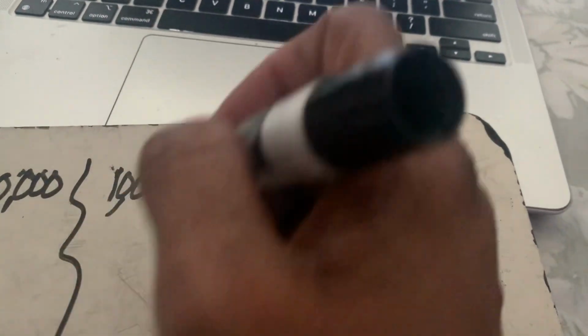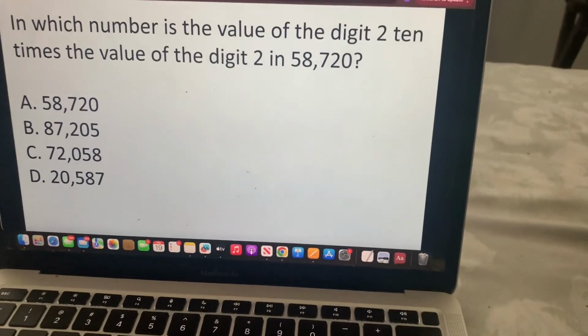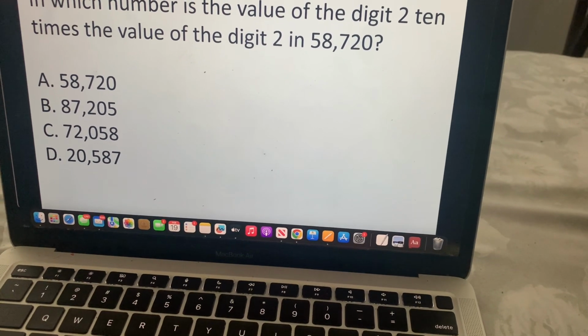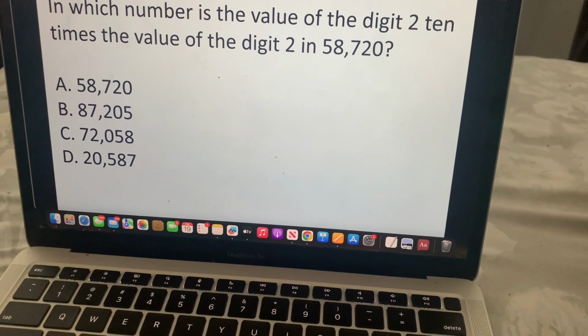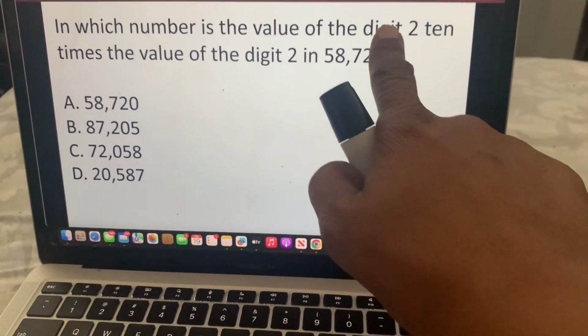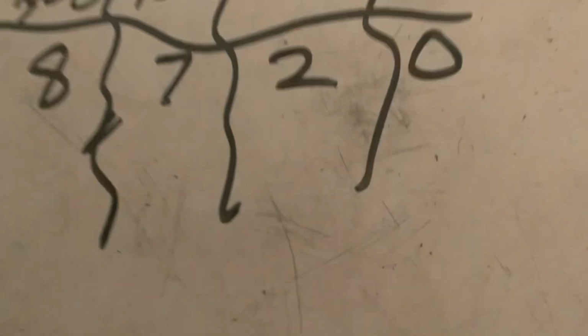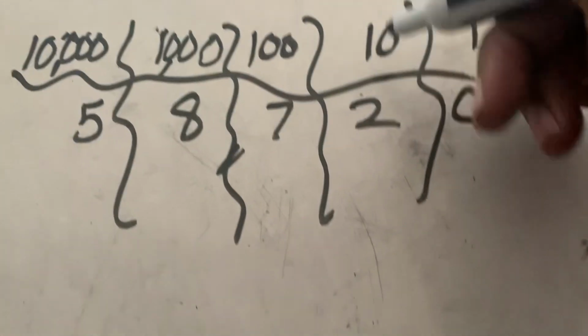Oops, this is too close. Let me move this over. Move my 10,000 over. And I do my wiggly line so it's never mistaken to be a 1 when I'm showing my work. Okay, so the number here goes on the place value chart, 58,720. And it's talking about the 2, because it says the digit 2 and 10 times the value of the digit 2. So we are identifying the number 2 here.